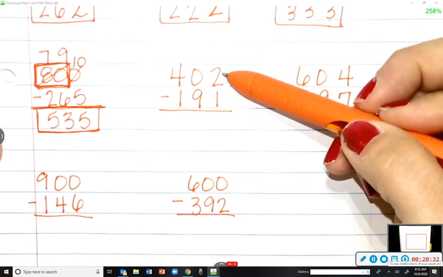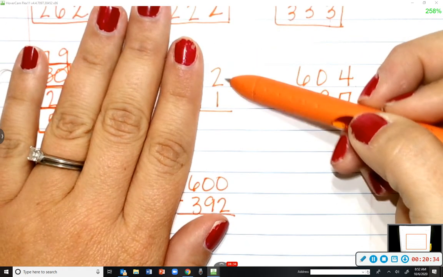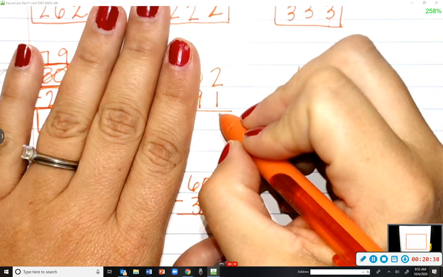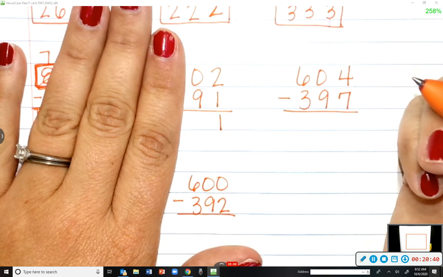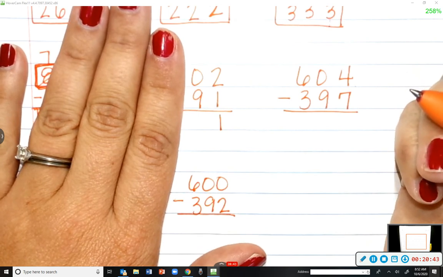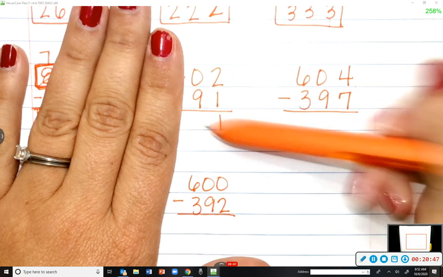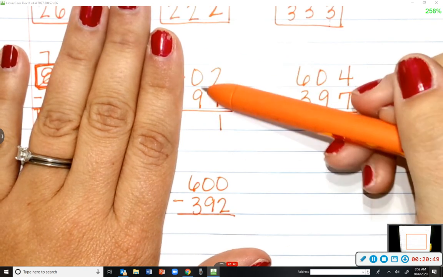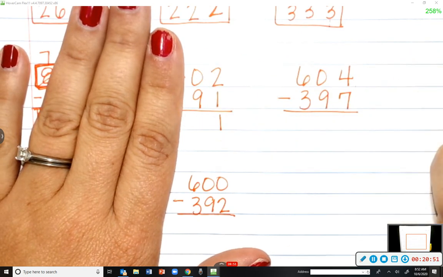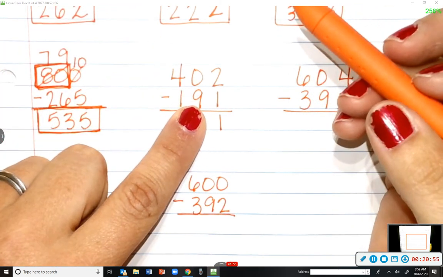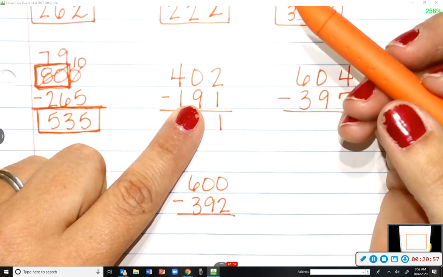Okay, so this one we start in our ones place. Can we do 2 minus 1? Yes, 2 minus 1 is 1. Now we go to the tens place. Can you do 0 minus 9? No. So don't go over here and put 9. That's what a lot of us want to do. We see a 0 and a 9 and we put 9. We can't do that. So if I can't subtract this, I need to do what, Gregory?